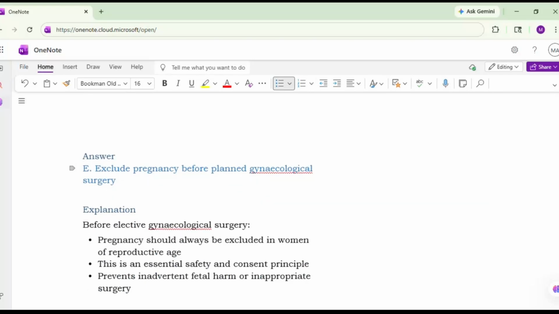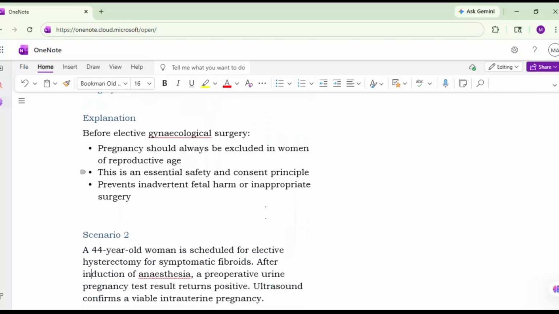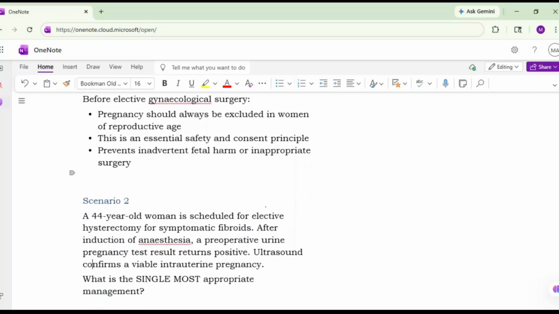So before elective gynecological surgery, pregnancy should always be excluded in women of reproductive age. This is an essential safety and consent principle, which prevents inadvertent fetal harm or inappropriate surgery. Another scenario. A 44-year-old woman is scheduled for elective hysterectomy for symptomatic fibroids. After induction of anesthesia, a preoperative urine pregnancy test returns positive. Ultrasound confirms a viable intrauterine pregnancy. What is the single most appropriate management?